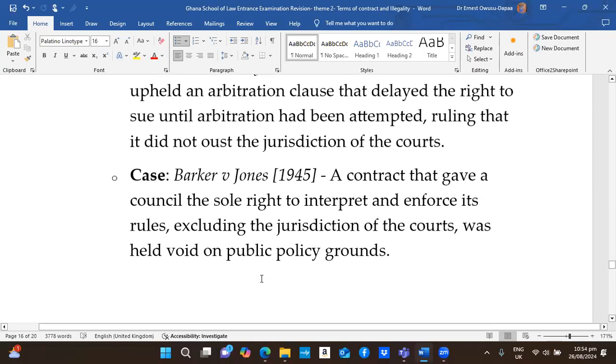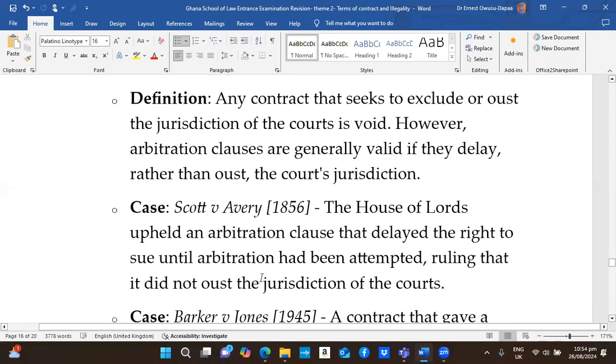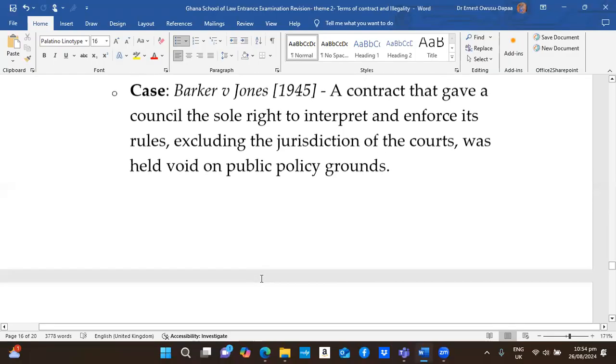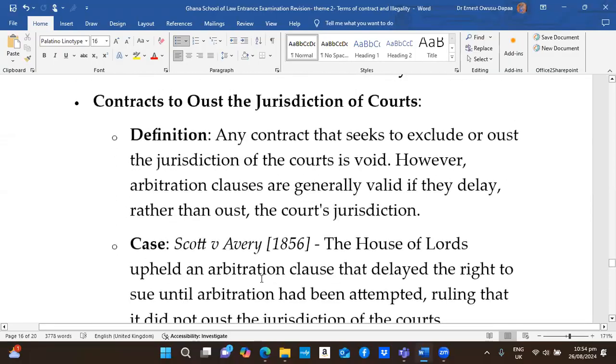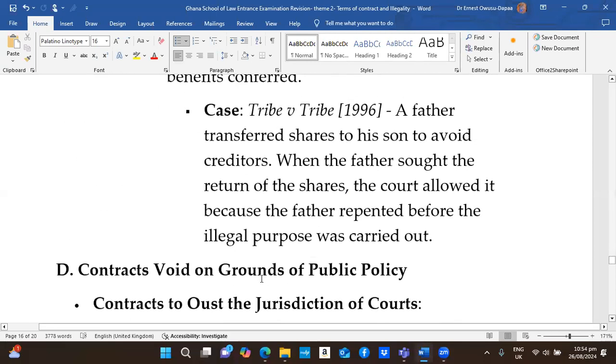Yeah, so I've discussed the contract seeking to oust the jurisdiction of the court, and you've made the point that that is not permissible. However, where it is meant to delay the jurisdiction of the court, then that is permissible. So we don't belabour that.